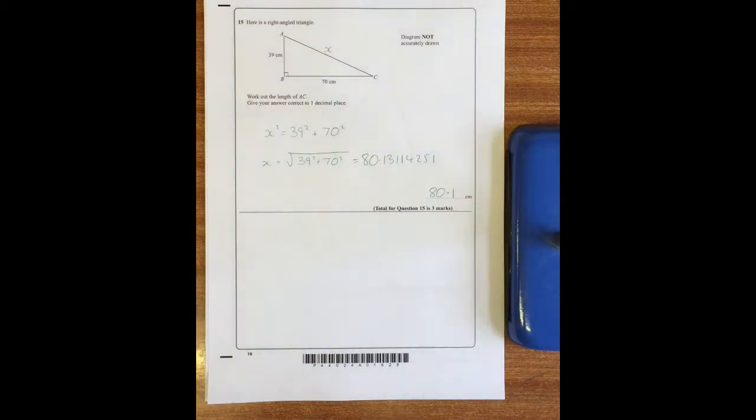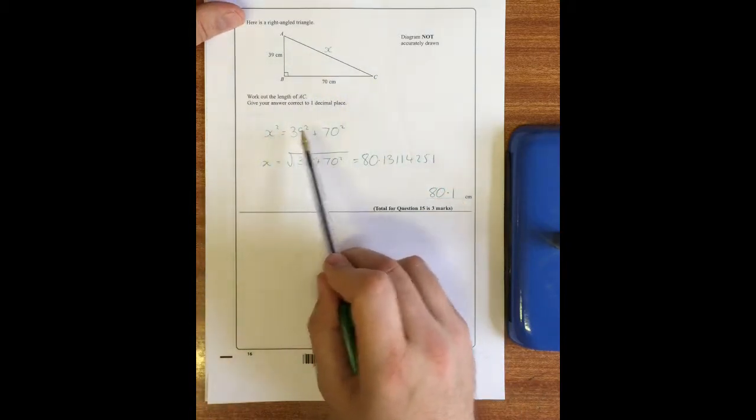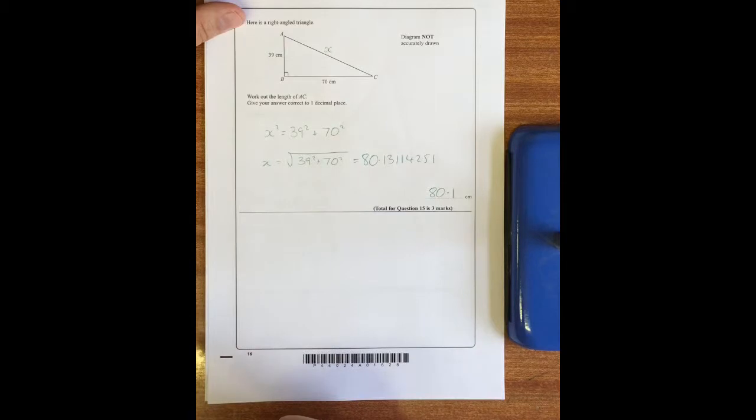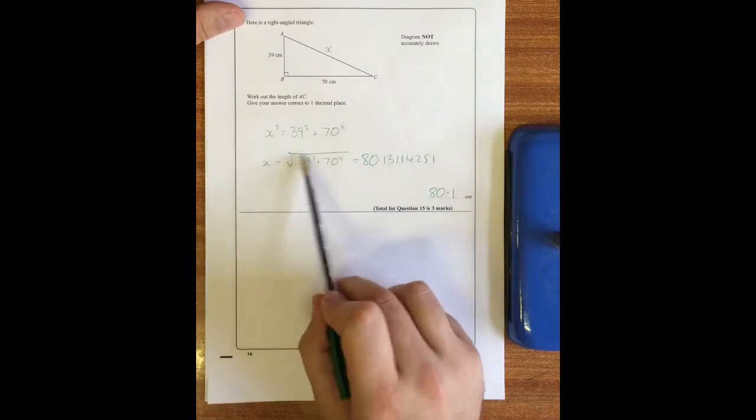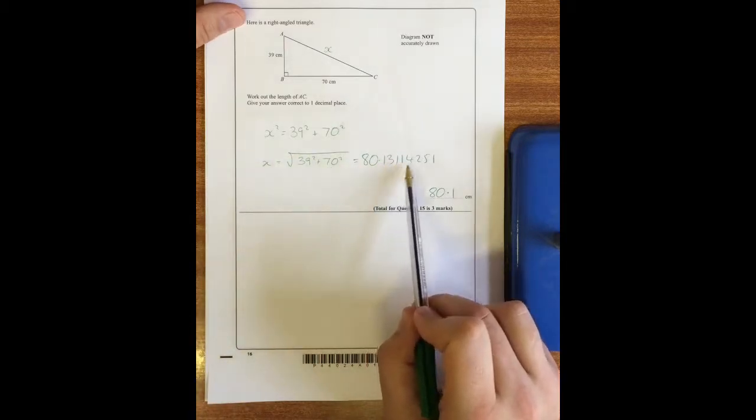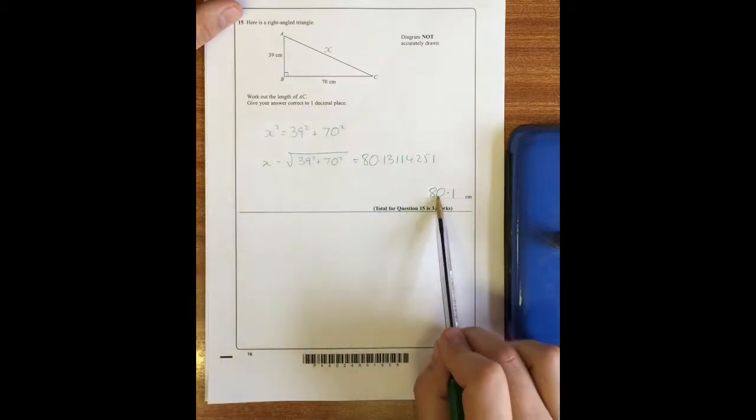Question 15. Here's a right angled triangle. Work out the length of AC. Well, I've called AC x just to make it a bit simpler. So x squared equals 39 squared plus 70 squared using Pythagoras' theorem. So x will be the square root of this, which is 80.13. And it says to one decimal place, that'll be 80.1.